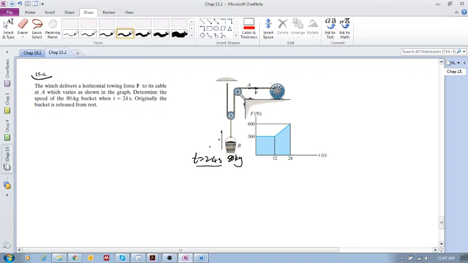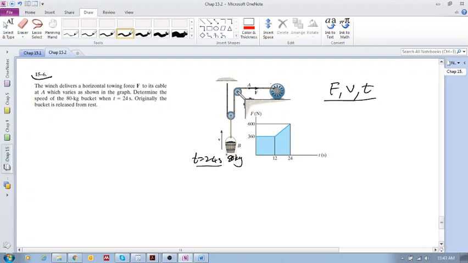So again, like I always try to do, we've got force, we want some velocity information, and we have time information. So we can use the principle of impulse and momentum. Okay, so let's just start. Where do we start? We start from the beginning.